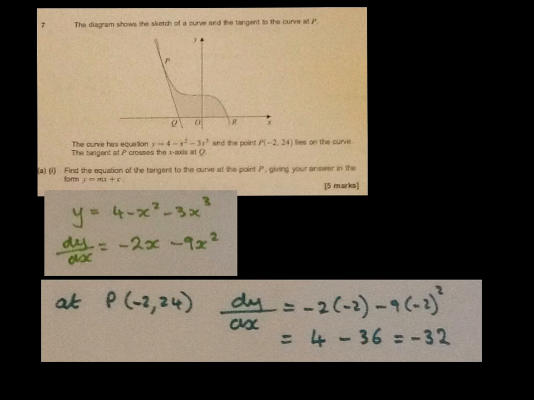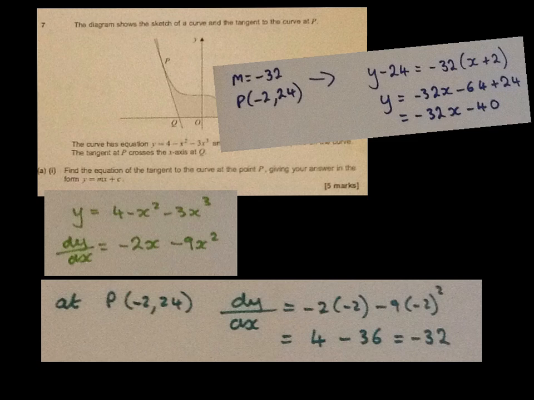So we've got the gradient of the tangent. We've got a point. So we just sub them into the y minus y1 equation. Okay, so subbing them in, we get y minus 24 equals minus 32 times x minus minus 2, which is why I've written a plus. Expanding the bracket and adding the 24 to the other side, and then simplifying the minus 64 and the plus 24 gives me y equals minus 32x minus 40.